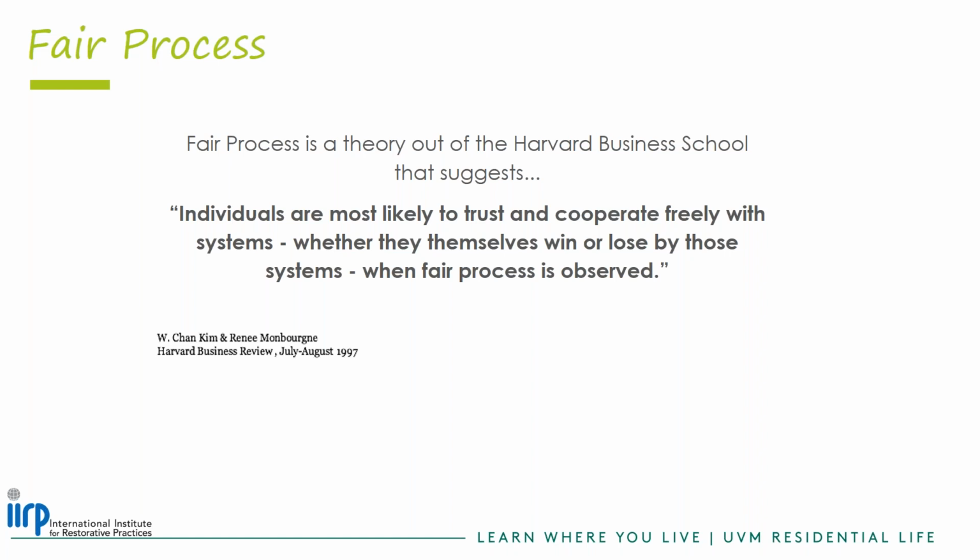So, an example, we wouldn't necessarily use fair process to decide what kind of pizza that we're going to order for the closing shift, right? But we may use fair process to engage our staff in a discussion of, hey, how are we going to break up closing shifts at the end of the academic year? Because fair process is really used for decisions that can carry a larger amount of impact for stakeholders.